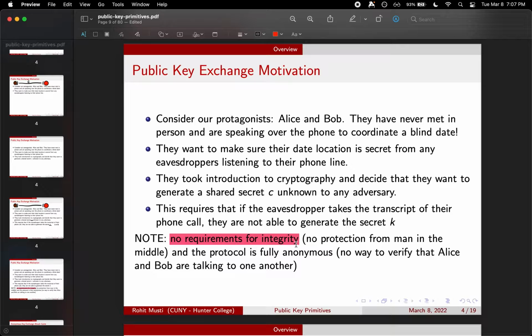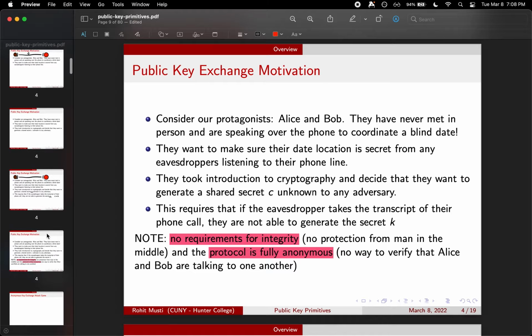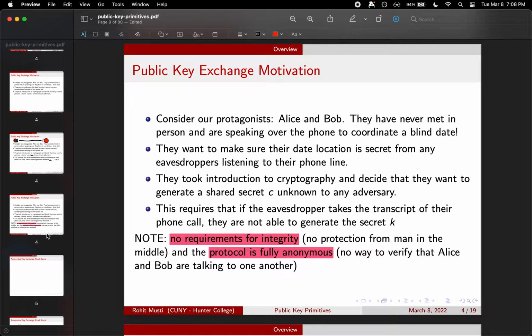As a reminder, message integrity means that you know exactly who the message came from. However, with this protocol, there's no protection from man-in-the-middle attacks as a result of not having message integrity. Also, the protocol is fully anonymous. There is no way to verify that Alice is actually talking to Bob and that Bob is actually talking to Alice. Similarly, this also introduces the vulnerability, which would allow for a man-in-the-middle attack. So, this is a toy example to help motivate us as to why public key encryption might be useful.